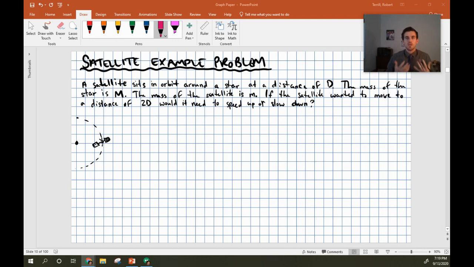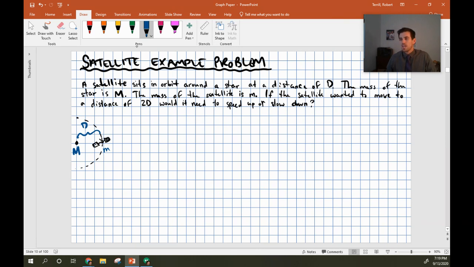All right, so now let's do an example problem involving things like orbits and gravity. We have this satellite that's sitting in orbit around a star at a distance of d. So this is the distance here, d. The mass of the star is capital M. The mass of the satellite is lowercase m.